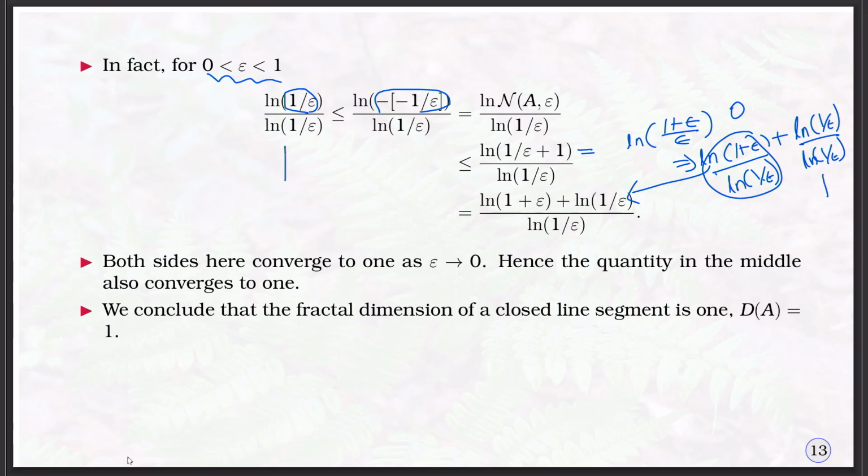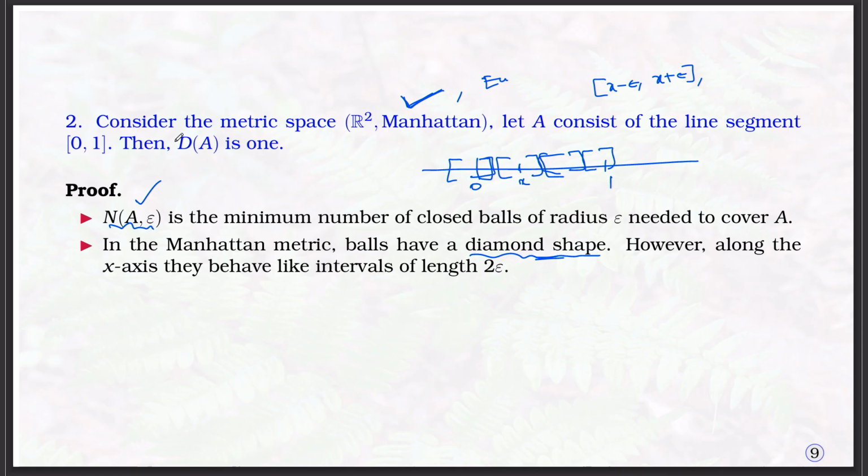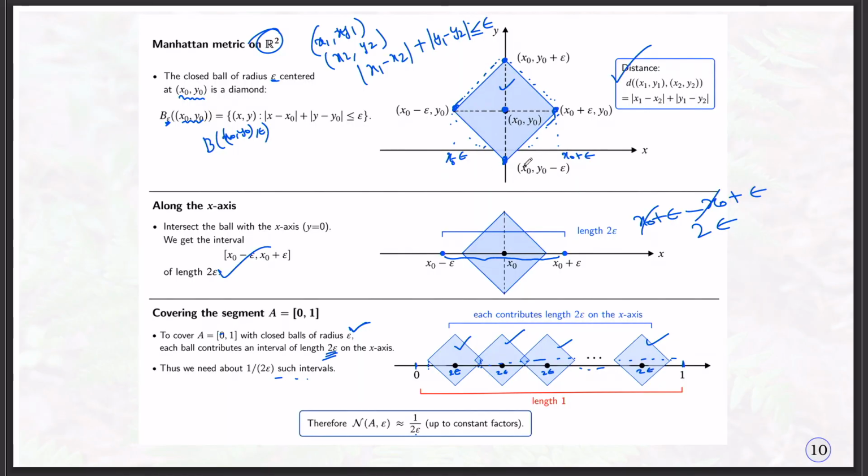Therefore, this quantity, the middle quantity, must be equal to 1, again by the squeezing property. We can say this one also converges to 1. So, we conclude that the fractal dimension of the closed line segment is 1. Now, for finding the fractal dimension of A, we are using the boxes of length epsilon. This type of box we are using.